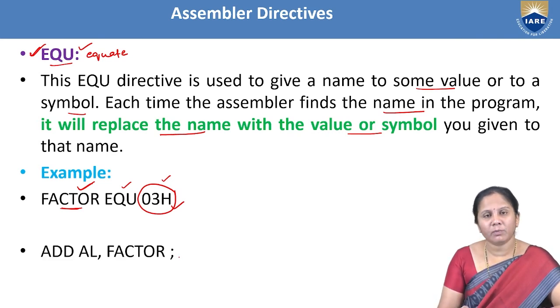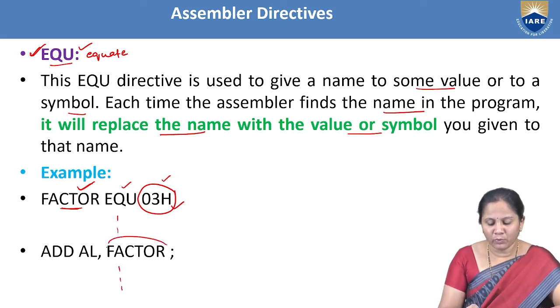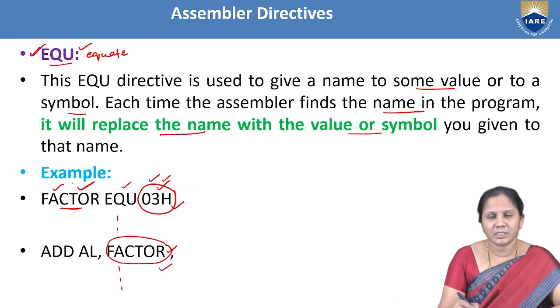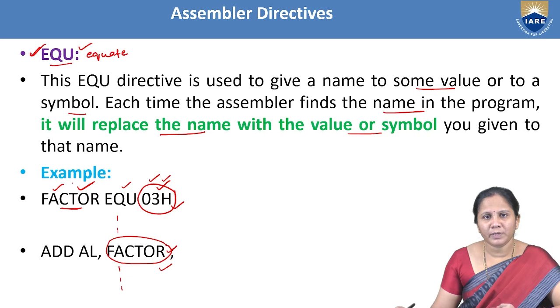Now, ADD AL, FACTOR. If the program consists of some set of lines, wherever it finds the name FACTOR, that particular name will be replaced with this 03 value. So no need to go through the complete program and change FACTOR to 03. Simply if we change the value 03 here, in the complete program the name FACTOR, because it is initialized, will be equated to the value 03.